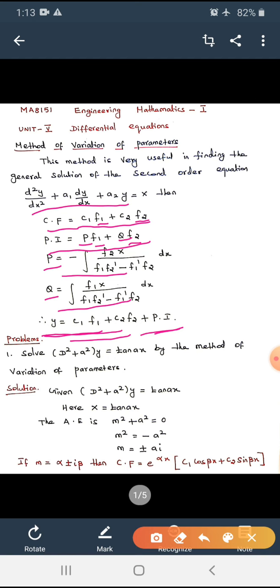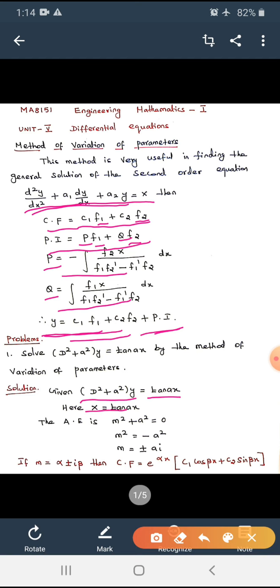Now let us see one problem. Solve D square plus a square of y is equal to tan ax by the method of variation of parameters. So here you consider the given equation D square plus a square of y is equal to tan ax. If you compare this with the original form, the right hand side term is capital X. So here the right hand side is tan ax, so we can take capital X as tan ax.